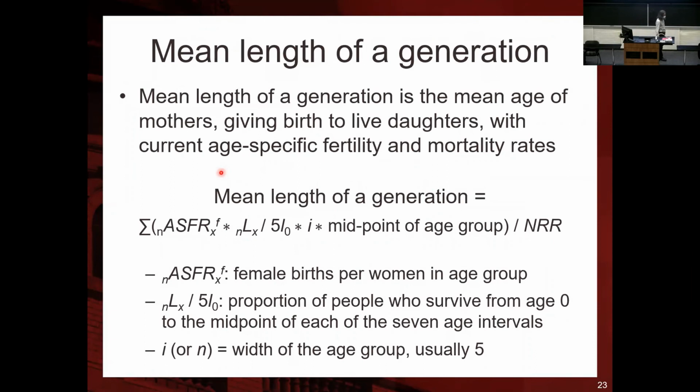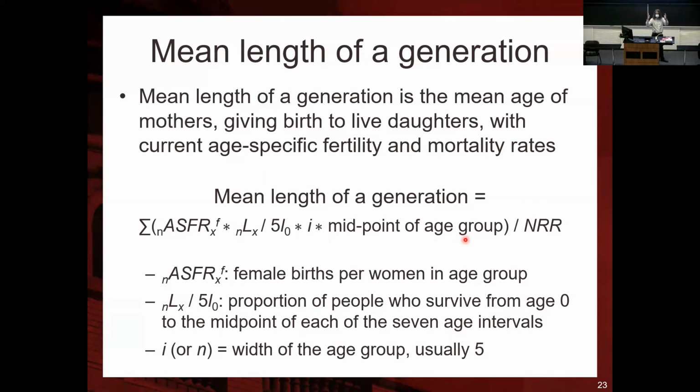And using this information of net reproduction rate, we can calculate the mean length of a generation. The mean length of a generation is the mean age of mothers giving birth to live daughters with current age-specific fertility and mortality rates. We are still talking about the fertility rates of just counting the daughters in the numerator. We are taking into account mortality, the proportion of people who survive from age 0 to the midpoint of each of the 7 age groups. We are taking into account the width of the age group, and we also take into account the midpoint of the age group. For example, the age group from 15 to 19, or 20 to 24.